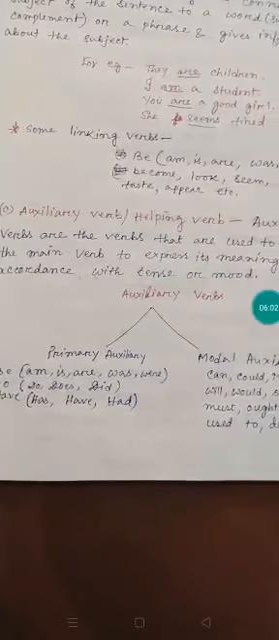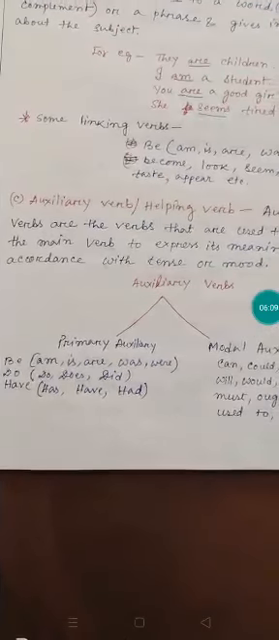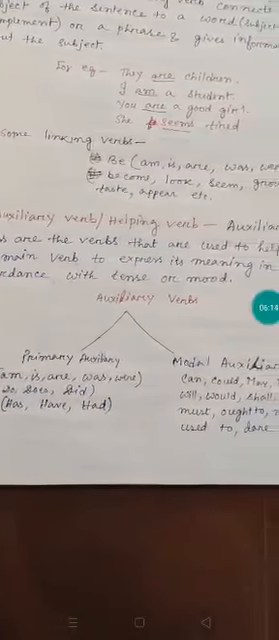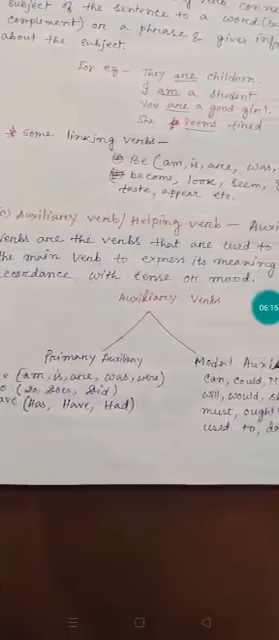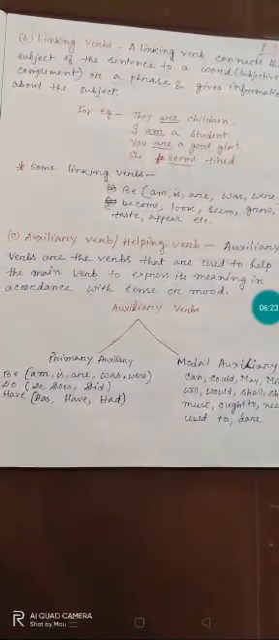Now coming to the third form and the last form of the finite verbs, that is auxiliary verb or helping verb. Auxiliary verbs are the verbs that are used to help the main verb to express its meaning in accordance with tense or mood. According to tense or mood, we have to write the auxiliary verb. These verbs are also called helping verbs because these verbs help the main verb to express its meaning.